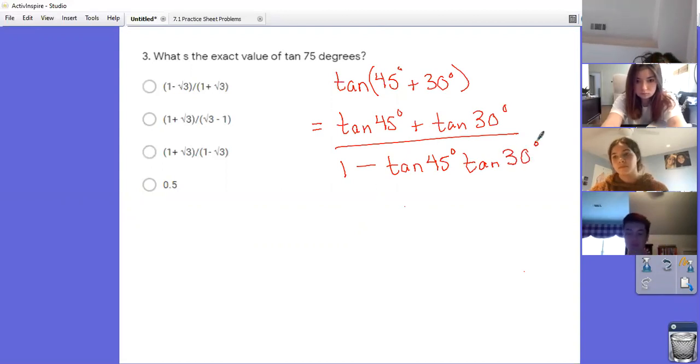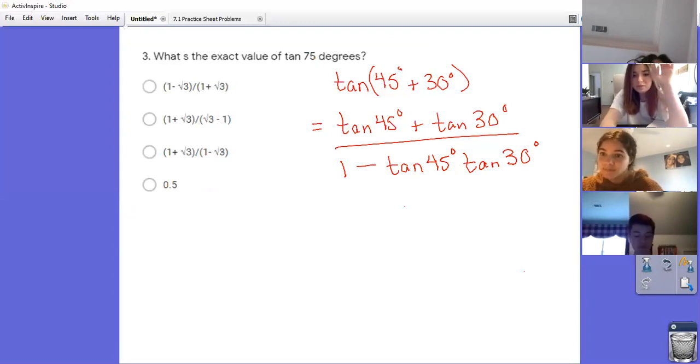Okay. So guys, in the future, what you could have done is just used your calculator and found out what the decimal version of tangent of 75 is, and then go through and convert each decimal and see which one matches it. So that's the cheating way to go about doing it. Just so you know, in the future on a standardized test.